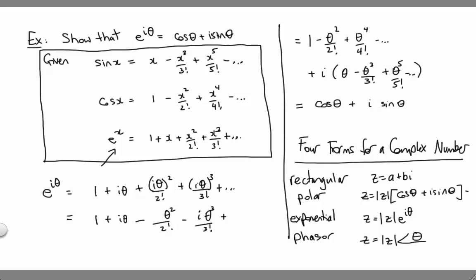So really, I view polar form, exponential form, and phasor form, all of these very closely related, essentially just notational differences, whereas rectangular is equivalent, but is a different way of writing down your complex numbers. So four different ways of describing a complex number.